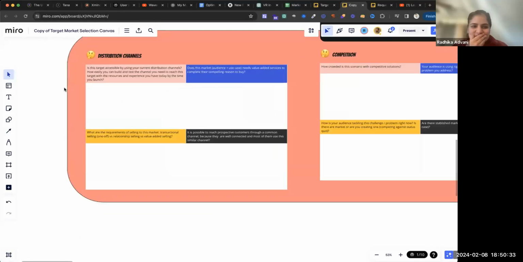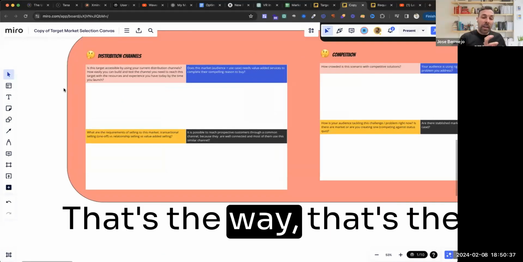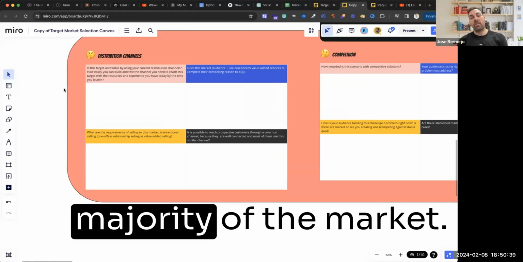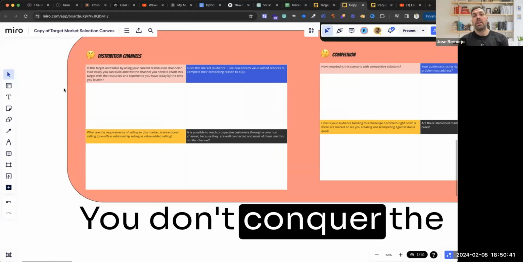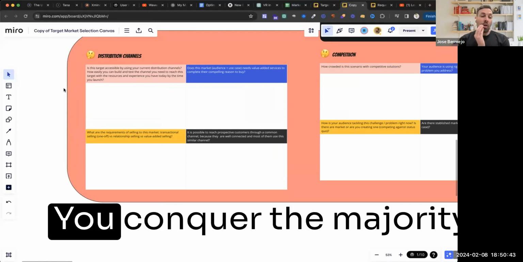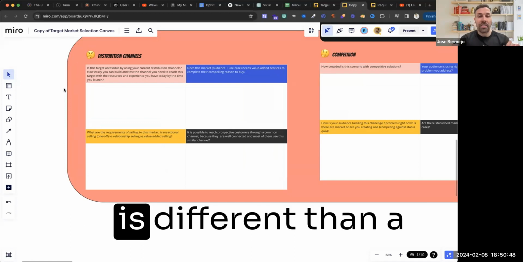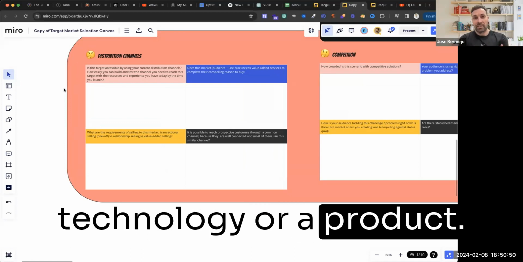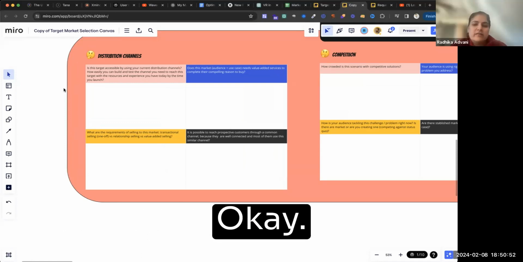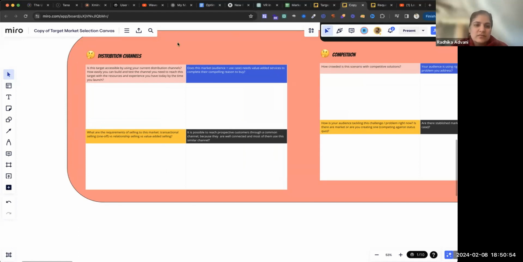Yeah. Look at the way of reasoning. That's the way you conquer the majority of the market. You don't conquer the majority of the market with the technology. You conquer the majority of the market with the solution, which is different than a technology or a product. Correct. Okay. All right.